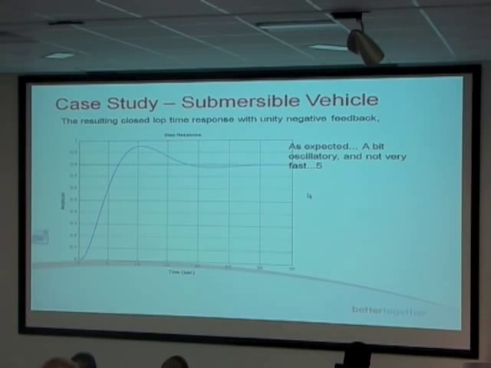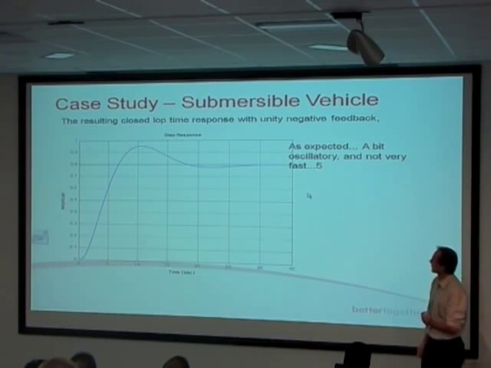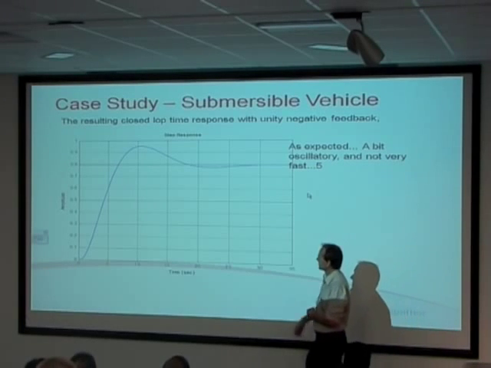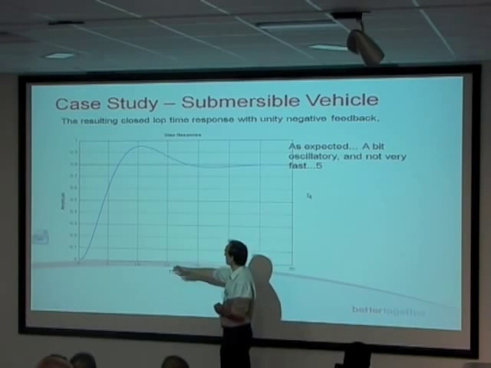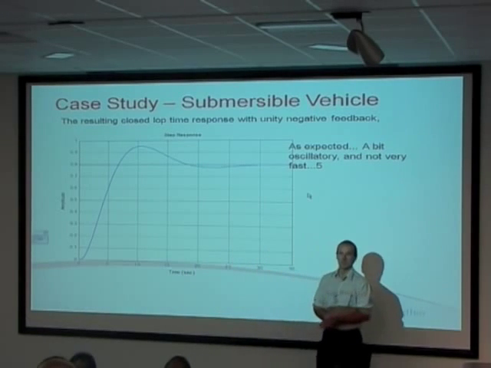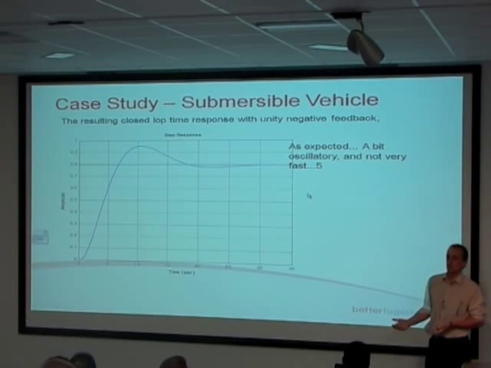And there it is. A bit oscillatory. Not very fast. Don't know what the 5 is for, that's probably just poor typing. So this thing's step response reaches that first peak at about 11 seconds. So it's not a fast system, but it does overshoot.